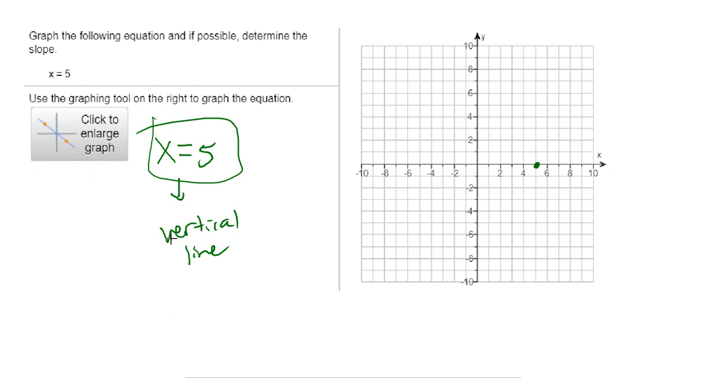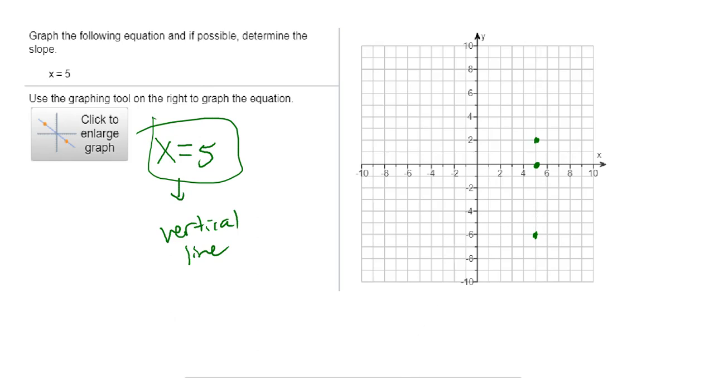I'm looking for the entire line of all the points that have an x-coordinate of 5. So not just this point, but all the points with an x-coordinate of 5. And that would be all the ones above and below this point as well. So for example, this point here has an x-coordinate of 5. It's (5, 2). This point down here has an x-coordinate of 5. It's (5, -6). So you want this entire vertical line of points here.